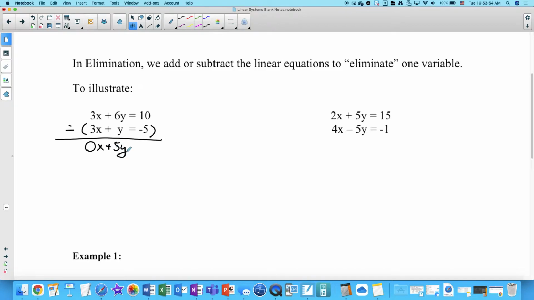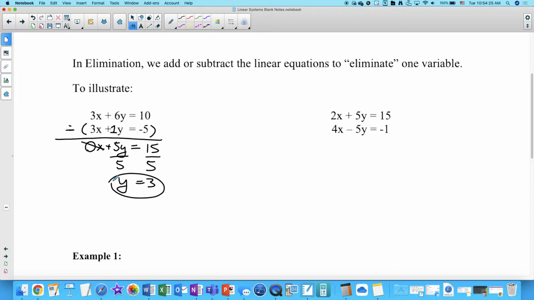Yeah? 6y minus, this is like 1y. And then 10 minus negative 5. 15. Okay, well, 0x is just 0, so this is gone. And so we're solving this equation, 5y equals 15. Okay, and to do that, we just need to divide by 5. And we have one of our variables.